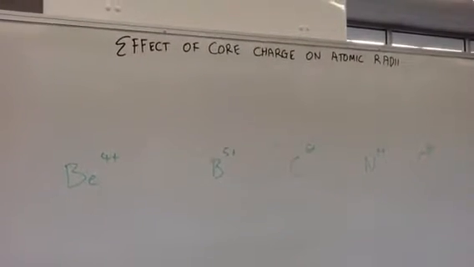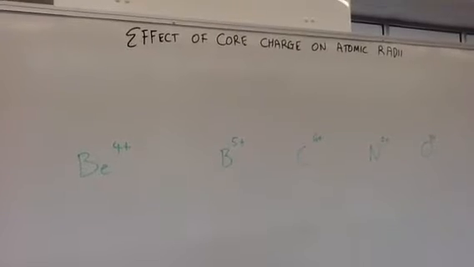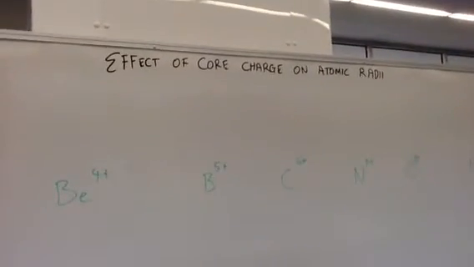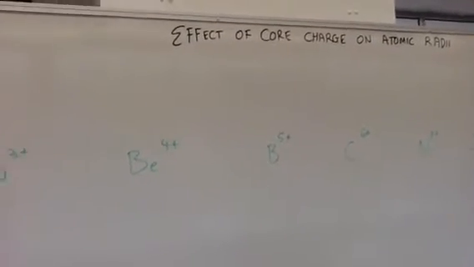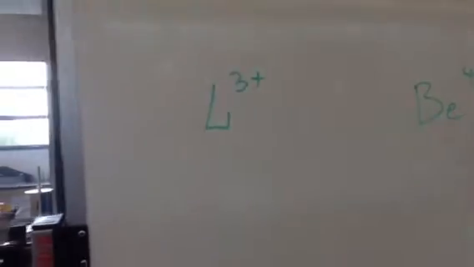Okay, today we're going to talk about the effect of core charge on atomic radius. We're going to do this by looking at the second period of elements in the periodic table. So firstly, we start by looking at lithium. Now lithium, the nucleus has a 3 plus charge.